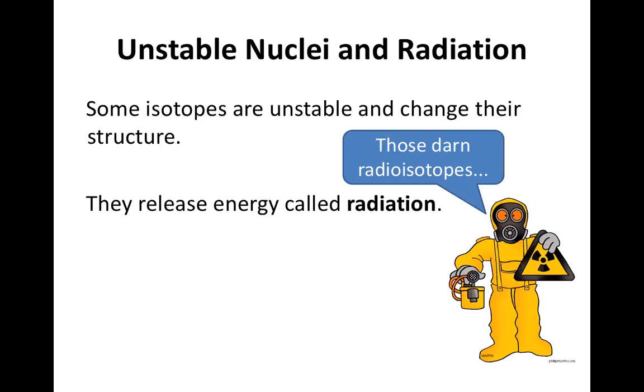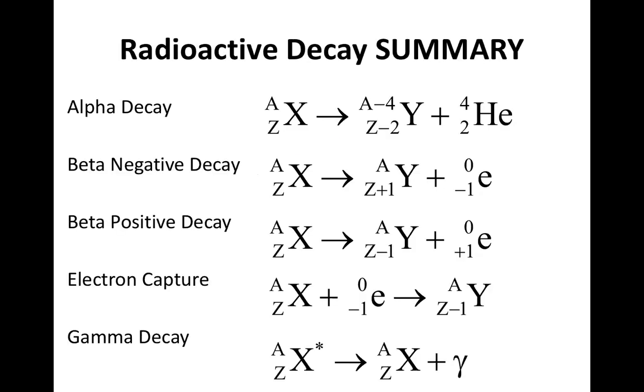Unstable nuclei and radiation. Some isotopes are unstable and change their structure, and to become more stable, they release energy called radiation. So isotopes that are going to release radiation are called radioisotopes.